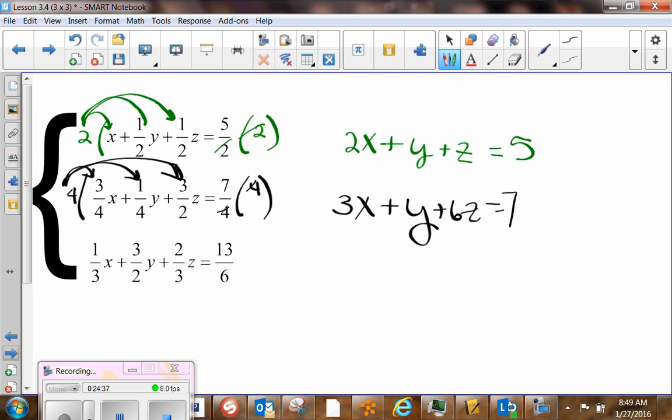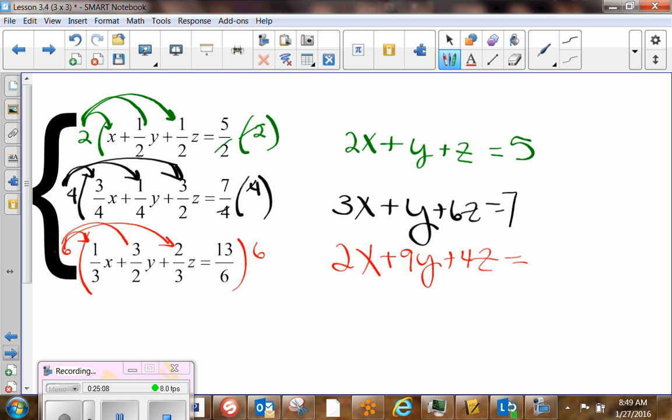Last but not least, what's the common denominator here? 6. What's a third of a 6? 2. What is 6 times 3 halves? That would be 6 times 3 is 18, divided by 2, 9. Then 6 times 2/3 is 4. And 6 is canceled, 13.